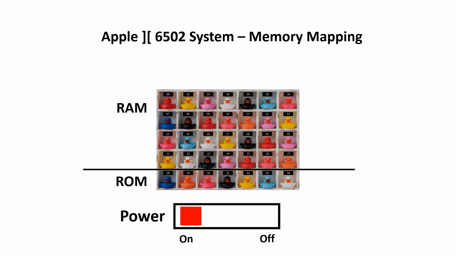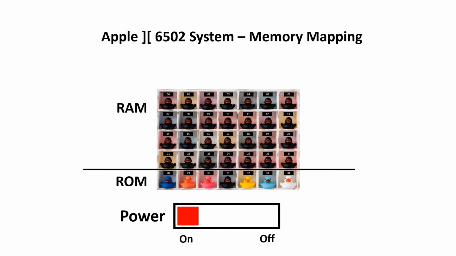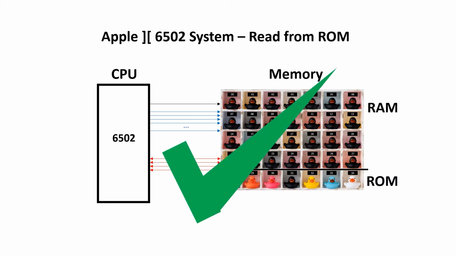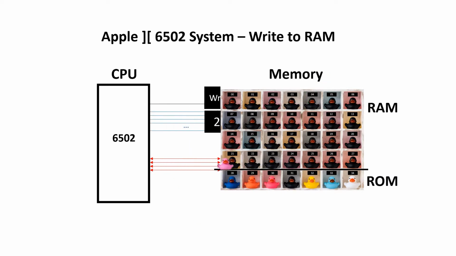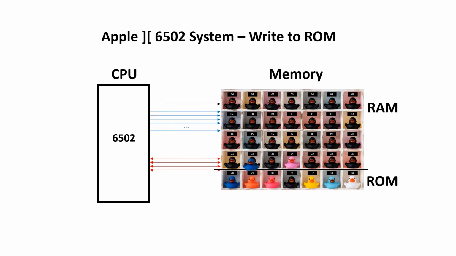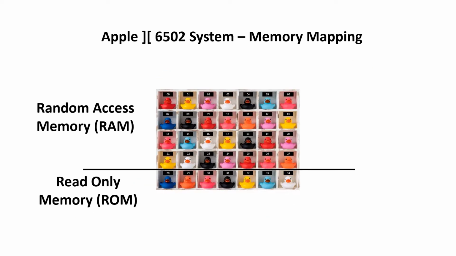So, what happens when we turn the power off? The ROM is preserved, but the RAM is cleared, which we kind of expected. But now what happens when we try and read from the memory? Reading from RAM works as normal, and reading from ROM works too. We can write values into the RAM, but when we try to write the duck color into the ROM, it just fails. Just to summarize memory mapping, we use the address to determine functionality. In this case, the lower addresses select for the RAM, and the upper addresses select for the ROM.